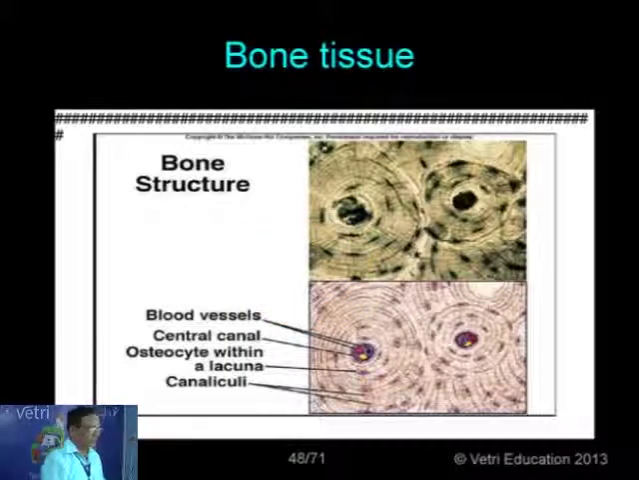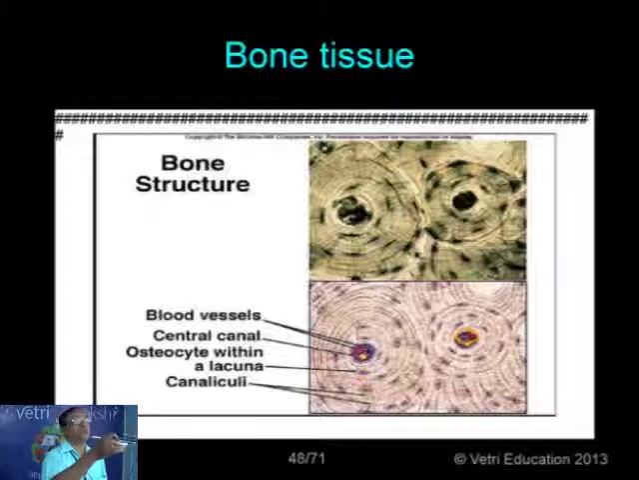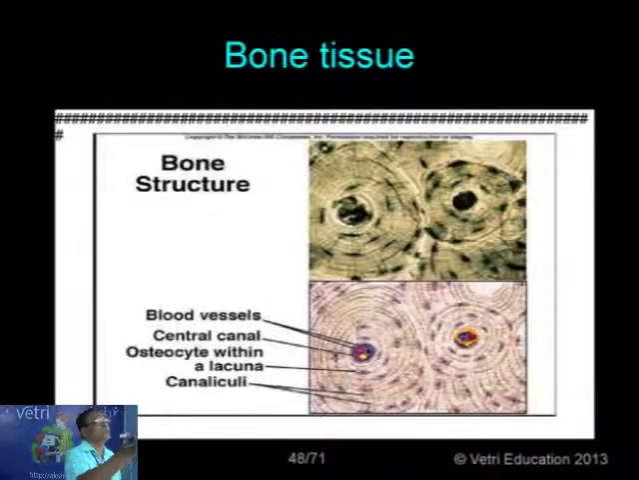You could see it better here. This is the central canal, the Haversian canal. In each canal, you have one artery, one vein, one lymph vessel, and a nerve. Now you see the concentric circles of the cells. In between the concentric circles, we have the matrix. The matrix is also arranged in concentric circles. So we have alternating concentric circles of bone lamella, the matrix, as well as the cells.